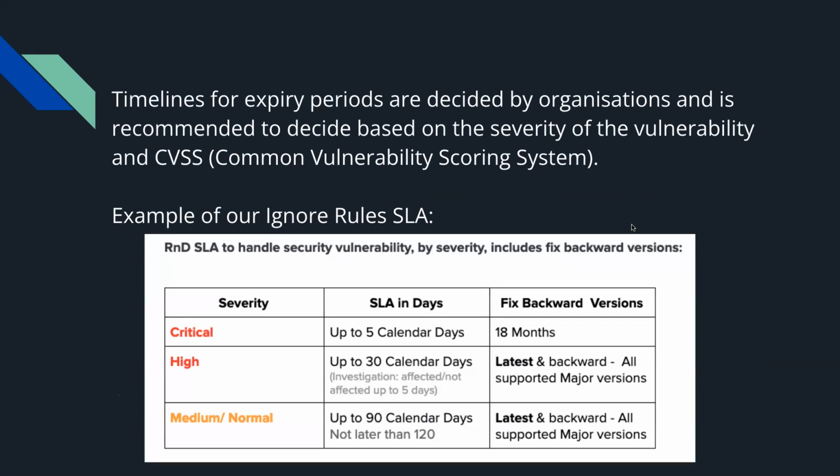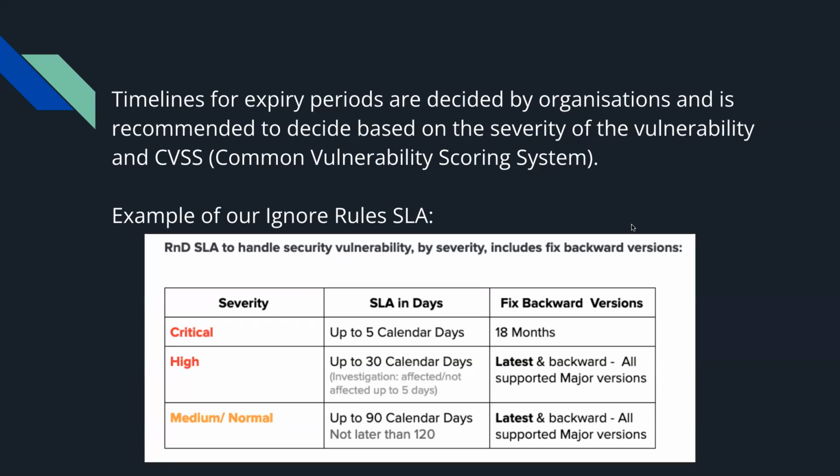So timelines, as I just said, how do we decide the timelines? Usually it is decided by organizations, and it is also recommended to decide based on the CVSS score, the Common Vulnerability Scoring System. In our company, I have put a sample ignore rule SLA here. Whenever we find a critical severity vulnerability, we have an SLA of up to 5 calendar days. So a developer can fix that particular critical vulnerability within 5 days from now on. So the expiry date will be set to 5 days from now. And at the same time, for high, we will be going for 30 calendar days.